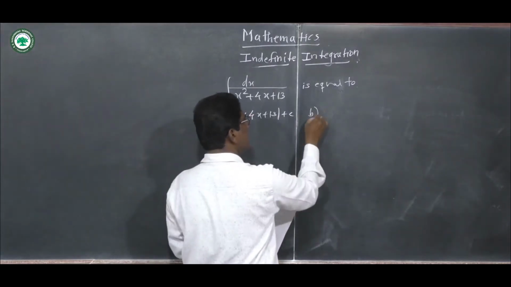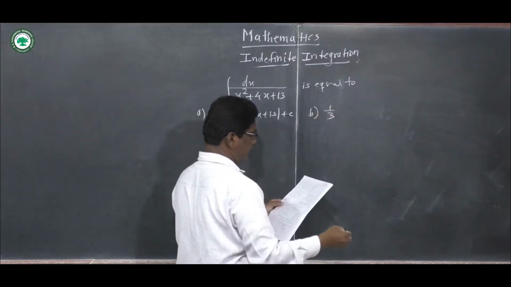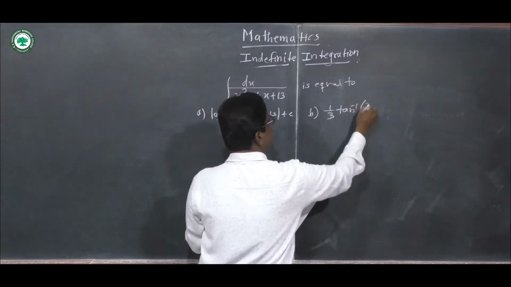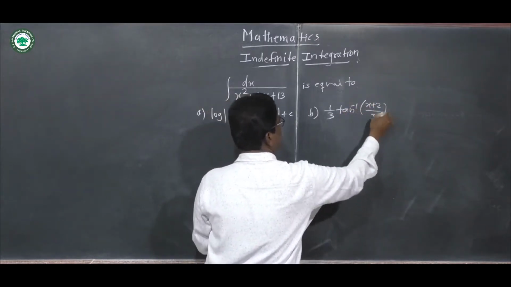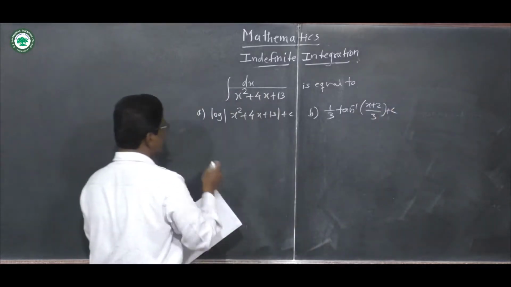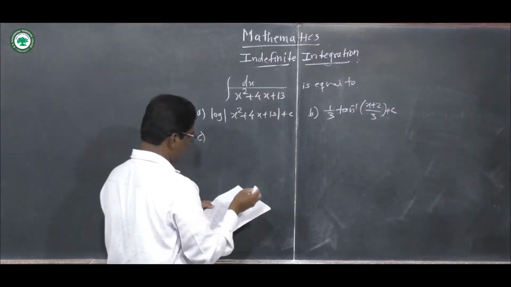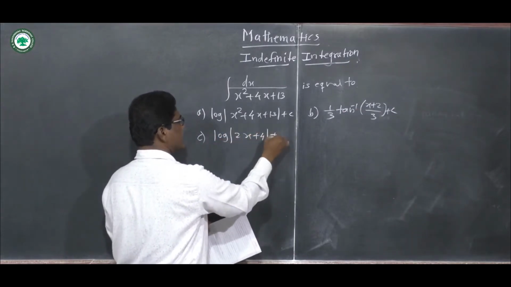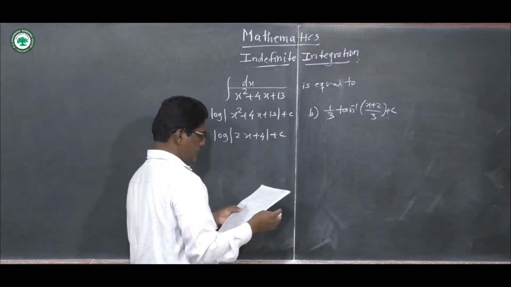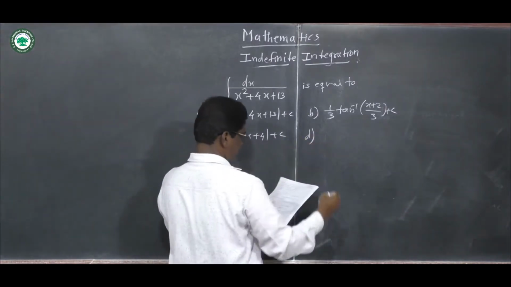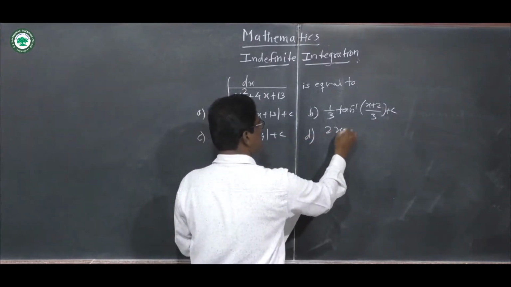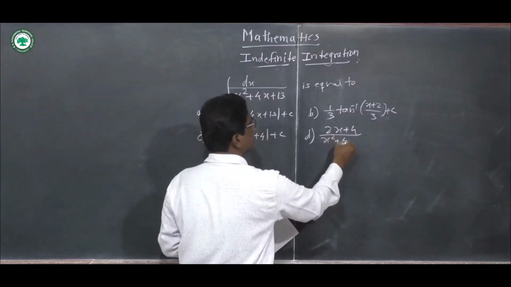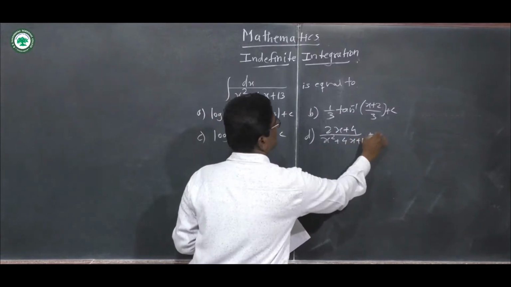B, 1 upon 3 into tan inverse of (x plus 2) upon 3 plus constant of integration. C, log of 2x plus 4 plus constant of integration, and D, (2x plus 4) upon x square plus 4x plus 13 plus constant of integration.